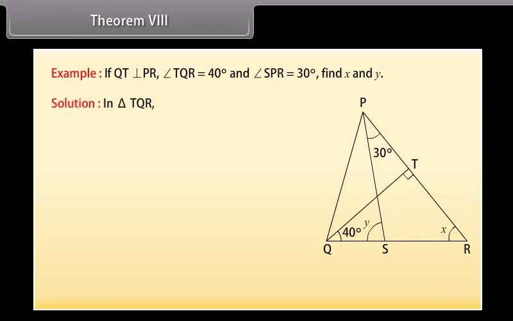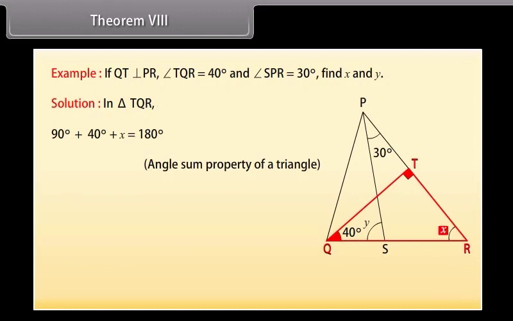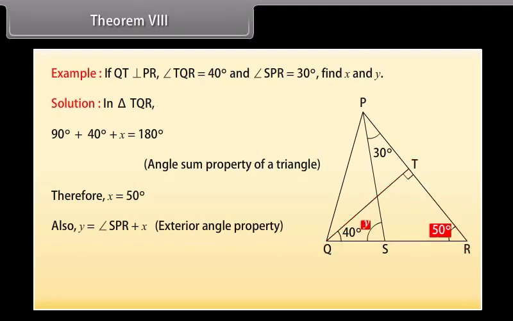Solution. In triangle TQR, 90 degrees plus 40 degrees plus x is equal to 180 degrees because of the angle sum property of a triangle. Therefore, x is equal to 50 degrees. Also, y is equal to angle SPR plus x, because we know that if a side of a triangle is produced, then the exterior angle so formed is equal to the sum of the two interior opposite angles. Therefore, y is equal to 30 degrees plus 50 degrees, which is 80 degrees.